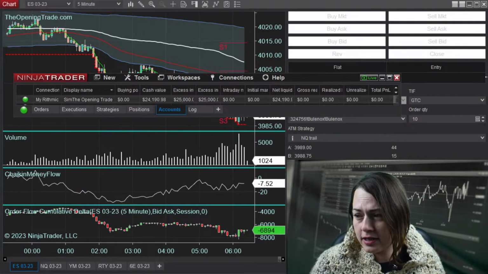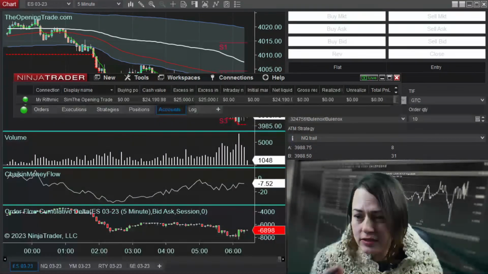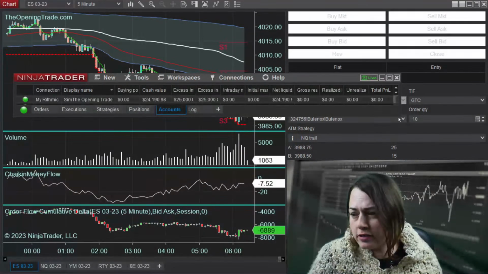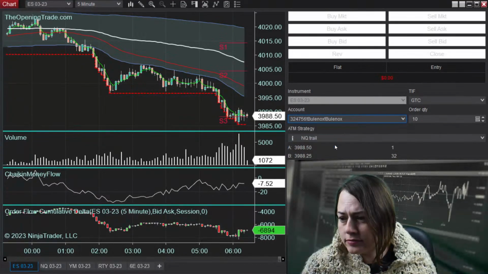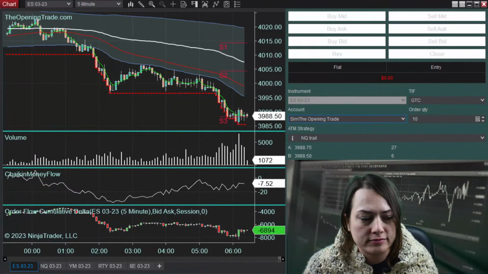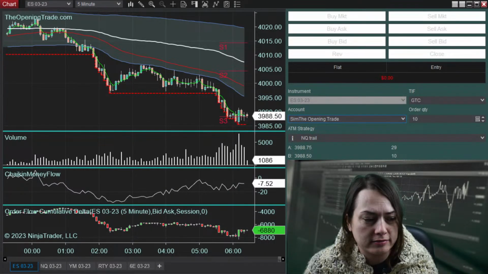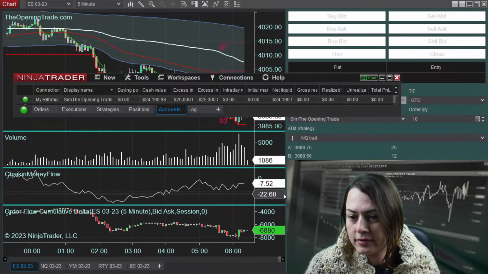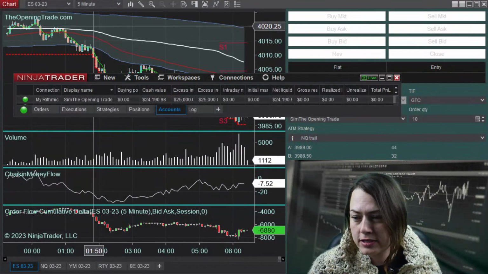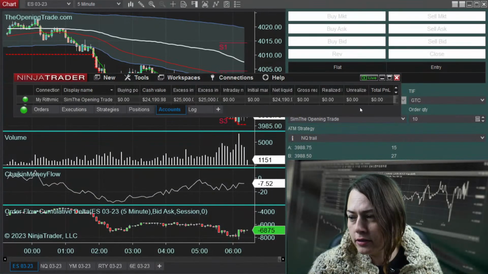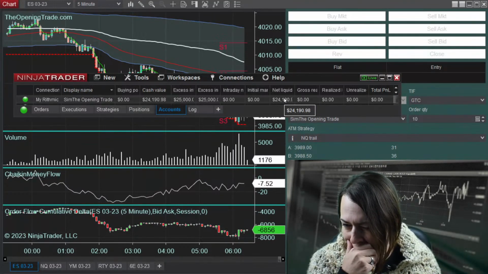Alright, here's our account balance. You can see the cash value, the excess was the starting, and the net liquid.